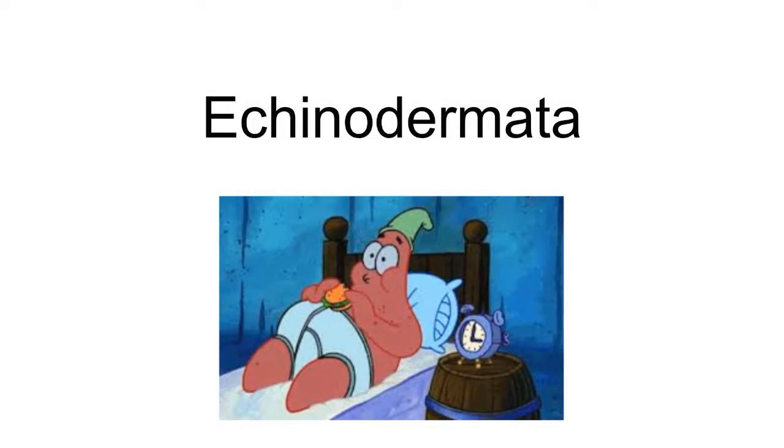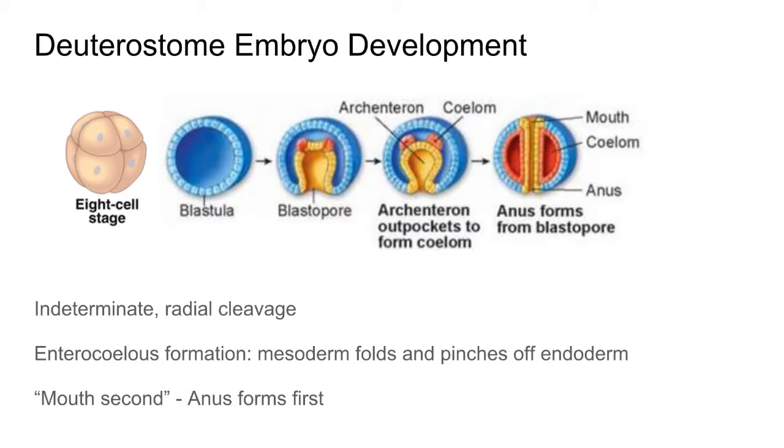Hey guys, in this video I'm going to be talking about Echinodermata, which is a part of the animal kingdom, and what makes Echinodermata interesting is the fact that they are deuterostomes. And if we remember what deuterostome development involves, the first thing we're going to notice is at the 8-cell stage we're going to recognize something referred to as radial cleavage.